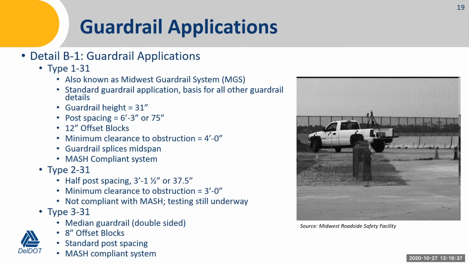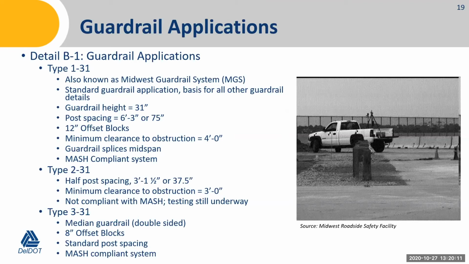So type 131, that's been considered MASH compliant for a while now. We also call that the Midwest Guardrail System, or you might hear the term MGS. It's our standard guardrail application. It is the basis for all other guardrail details that we have. The height of the guardrail is 31 inches. We refer to this as spacing, which is 6'3" or 75 inches. Generally, we'll use 12-inch offset blocks. The minimum clearance to the obstruction is 4 feet.